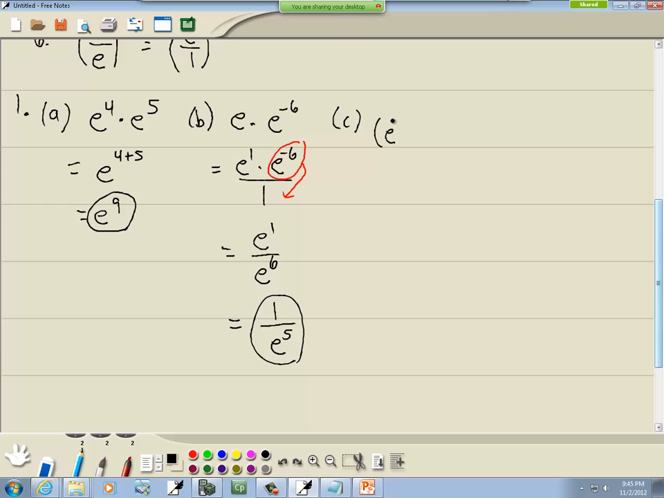Here we have e to the seventh raised to the third power. Well, if you're raising one exponent to another exponent, you multiply the exponents together. So let's take 7 times 3, which gives us e to the 21st.